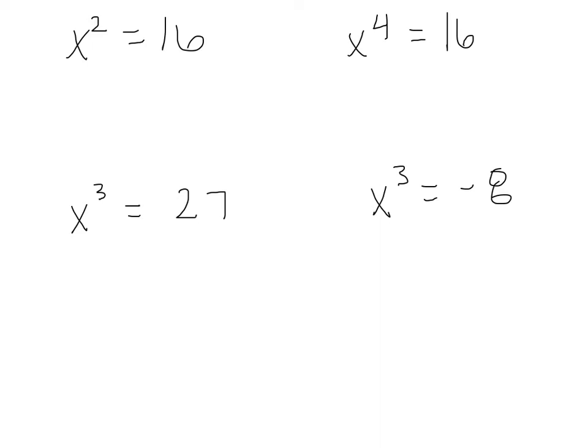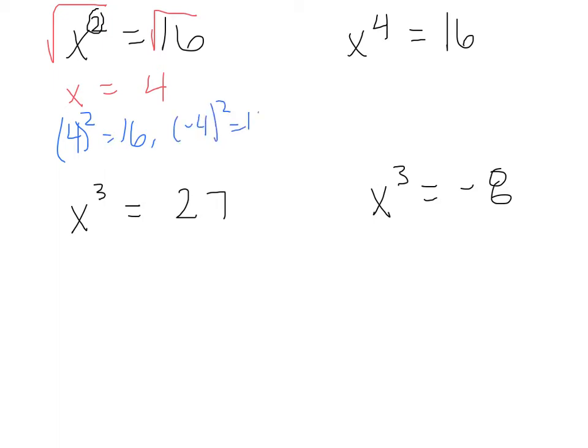First, when we're talking about x squared, when we want to get rid of a square, we have to do the opposite of squaring it. So that would be the square root. Now you have to be very careful when you're taking the square root. When you take the square root of a number, I would have x is equal to 4. However, if I plug this back in, 4 squared is equal to 16, but negative 4 squared is also equal to 16.